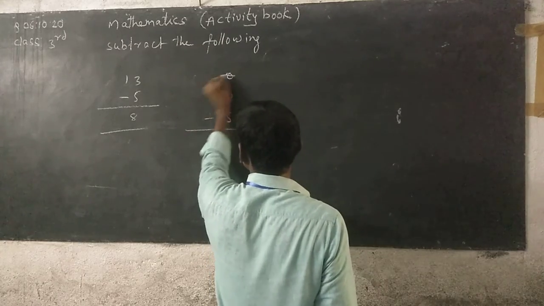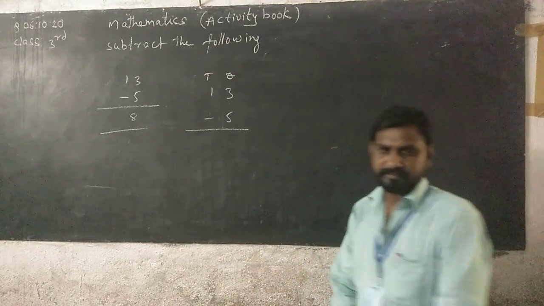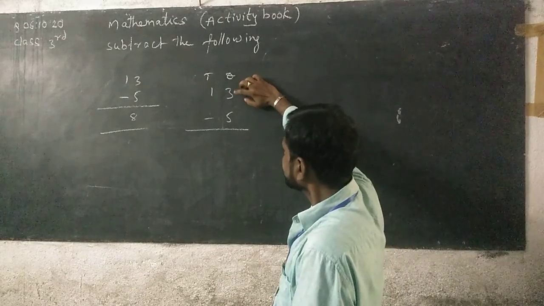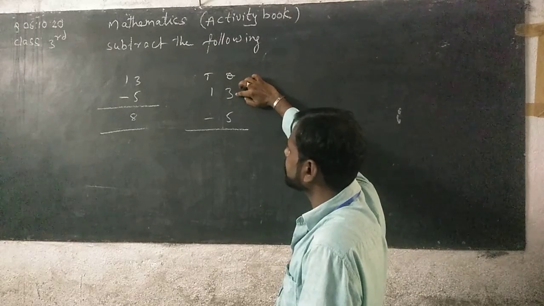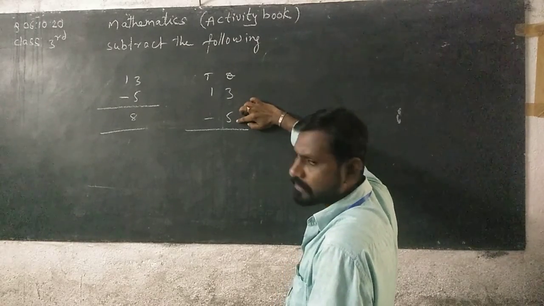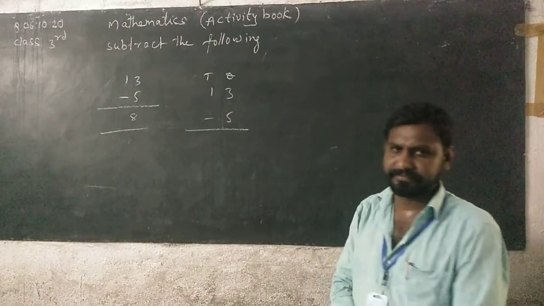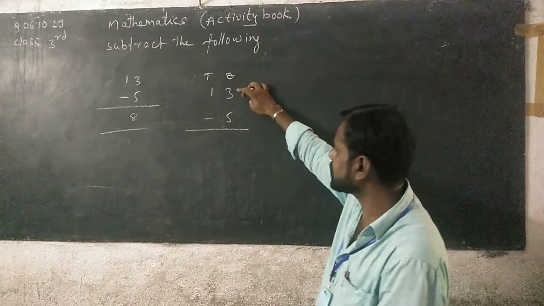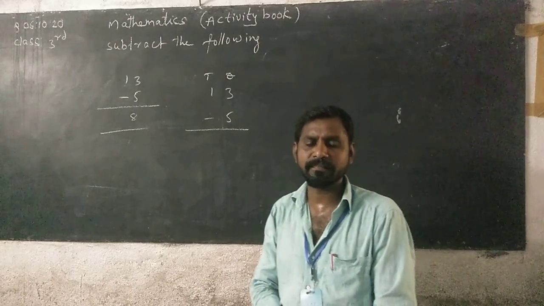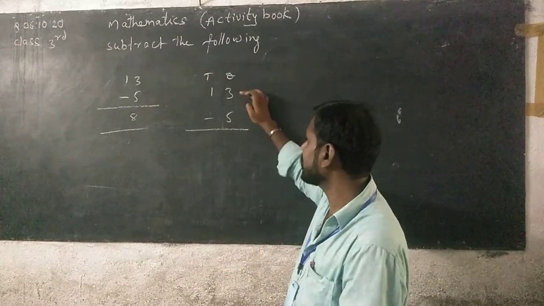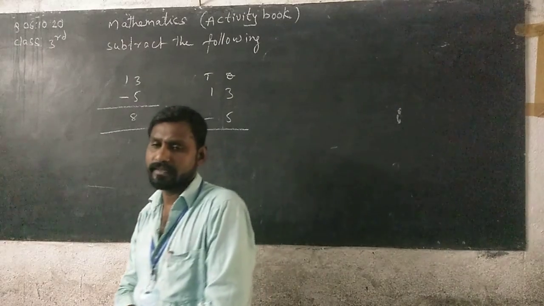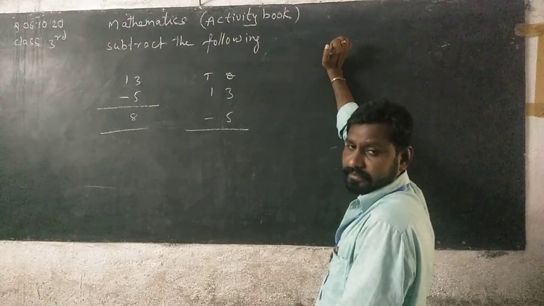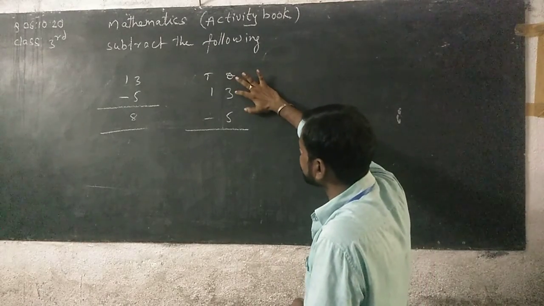So this is the ones place, this is the tens place, you know everybody. See here, in the ones place, this is the top digit and this is the bottom digit in the ones column. See here, 3 minus 5, it is not possible, because 3 is less than 5. While you are doing a subtraction problem, the top number is always greater than the bottom number. See here, 3 is less than 5.